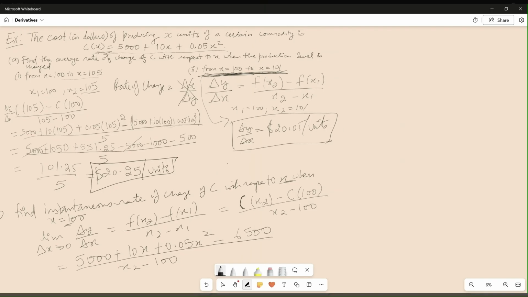It's a full screen here for better viewing. Okay, so let's simplify this further, right? What we end up with is 10x plus 0.05x squared. 5000 minus 6500 is what? 1500. Yep, negative. So it's negative 6500 plus 5000. So this is going to be negative 1500 divided by x2.